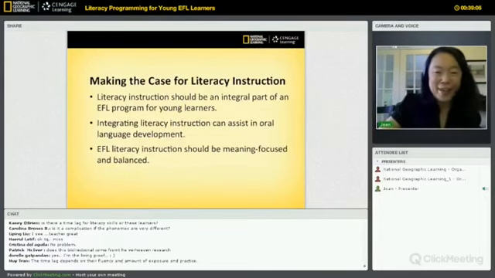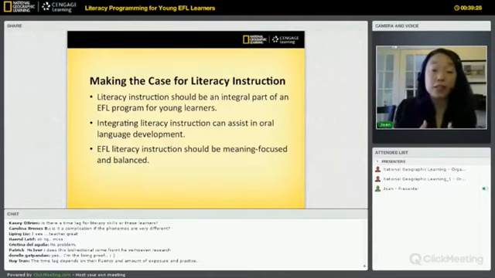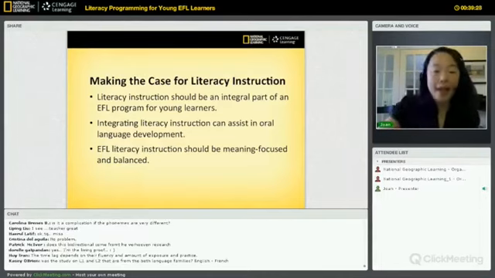All right, so if we're making the case for EFL literacy instruction, okay, for sure, literacy instruction should be an integral part of an EFL program for young learners. And integrating literacy instruction can actually assist in oral language development. And we also need to make sure that our literacy instruction is meaning-focused and balanced, right? And what do I mean by balanced?